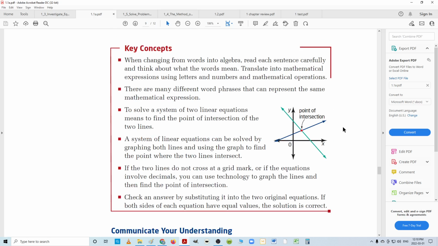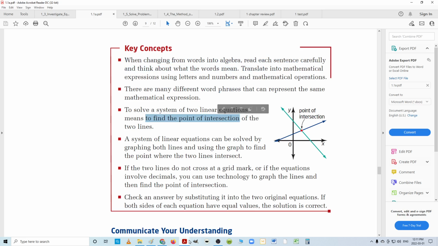So an important thing here is that two lines only cross at one spot. And there's only one exception to that. When two lines are parallel, they never cross. Things are parallel when they have the same slope and different y-intercepts. So those are just recommendations, very different phrases.